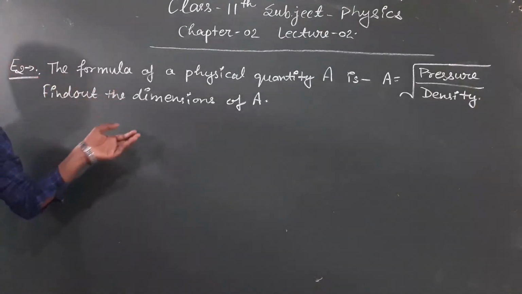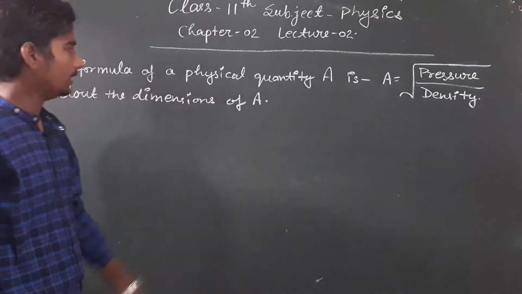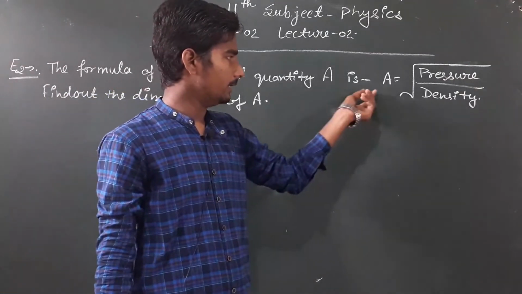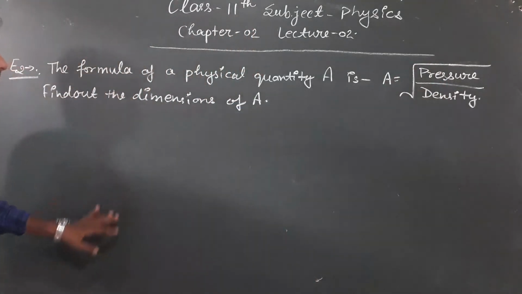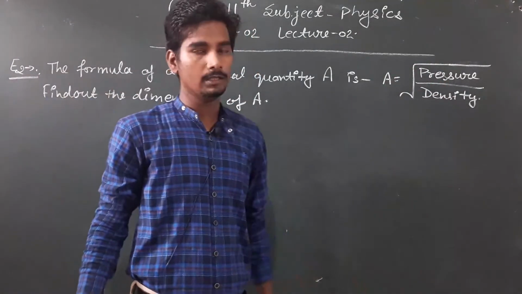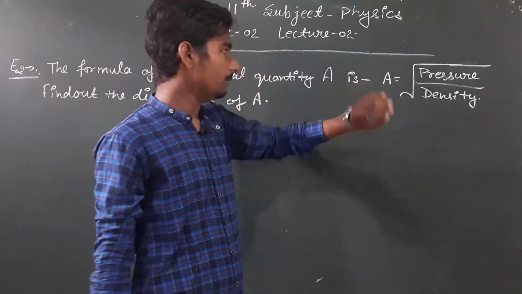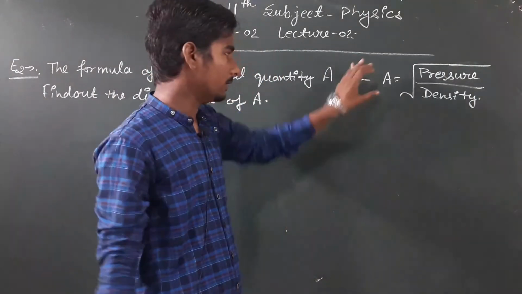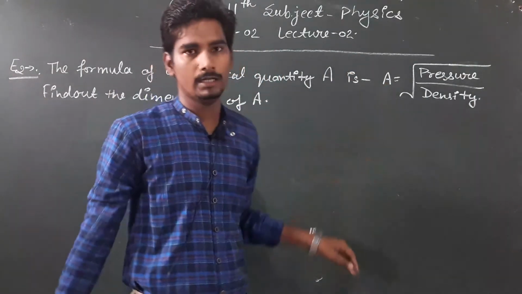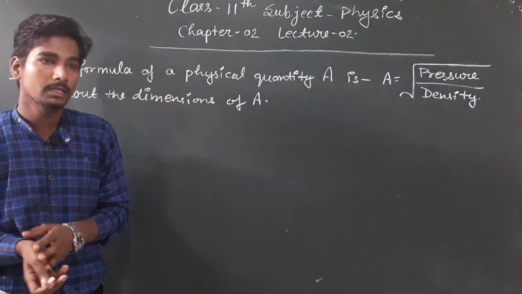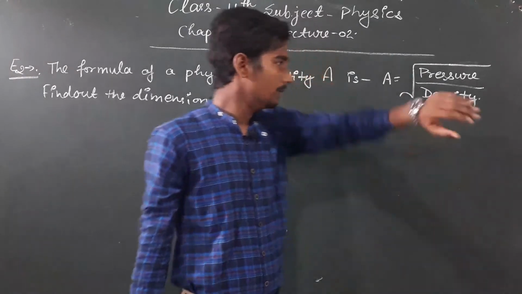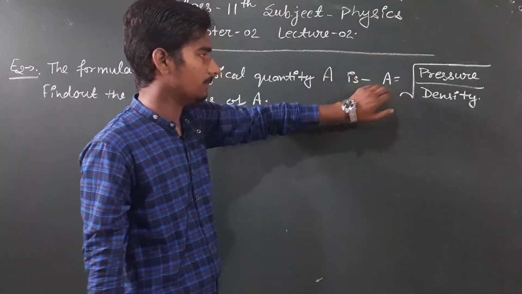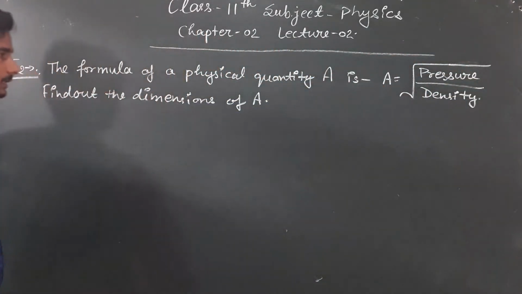Students, we have another example. The formula of a physical quantity capital A is defined as under root of pressure upon density, and we have to find out the dimensions of capital A. We do not know anything about capital A, what this quantity is and what its dimensional formula is, but with the help of the principle of homogeneity of dimensions, we can find out the dimensions of capital A. Let's try.